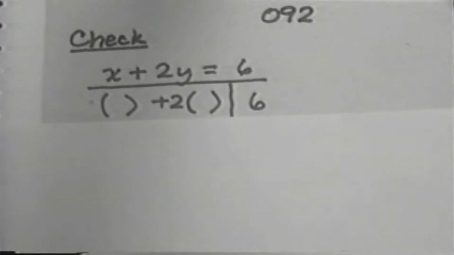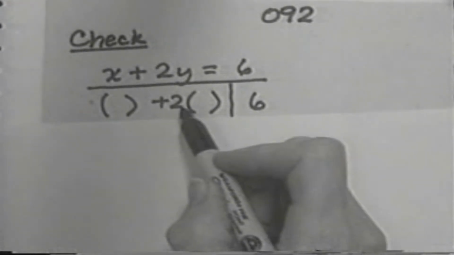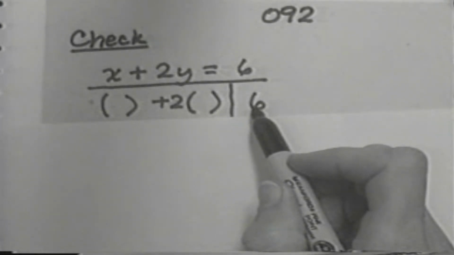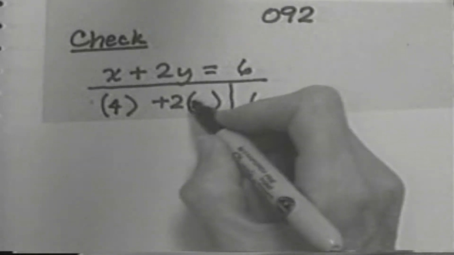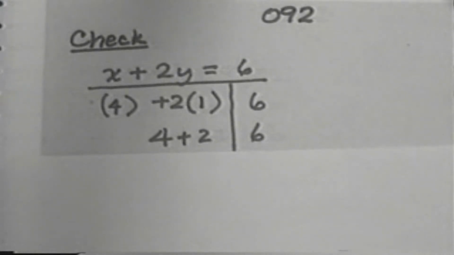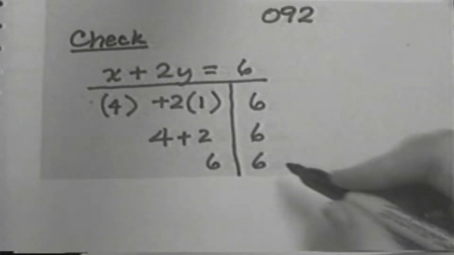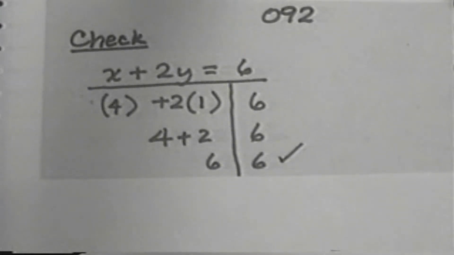x plus 2y is equal to 6. We're going to fill in 4 for x and 1 for y. And so in our check setup with the T formation that we usually use for checking, we have a space for the x plus 2 times a space for the y on the left, and on the right we have simply 6. The x value is 4 and the y value is 1. Simplifying on the left, we have 4 plus 2. On the right we have simply 6, and of course on the left we get 6. 6 equals 6 checks out exactly right.